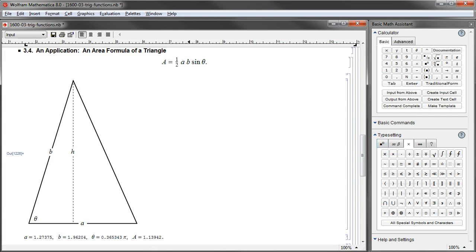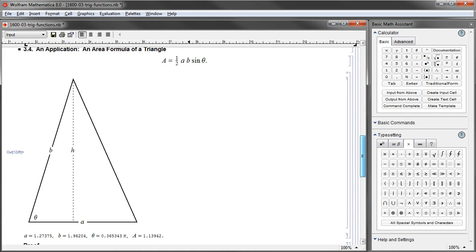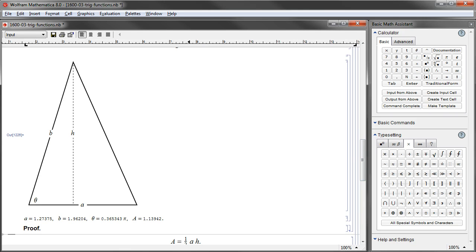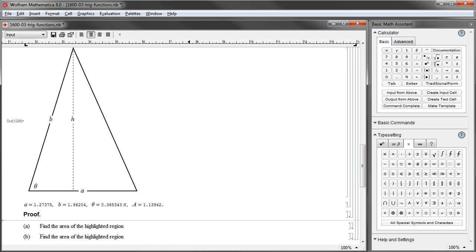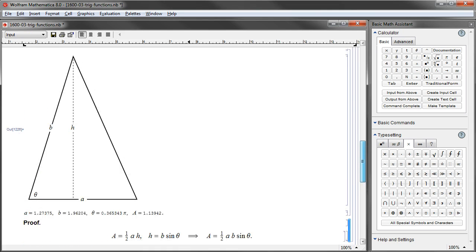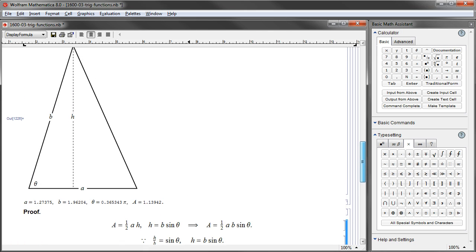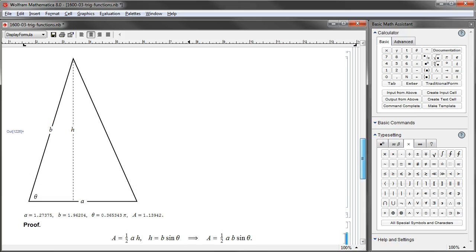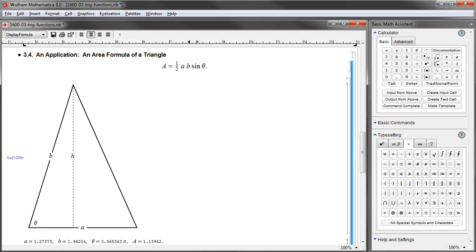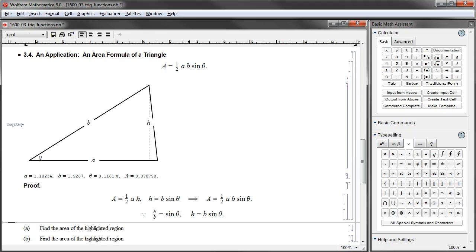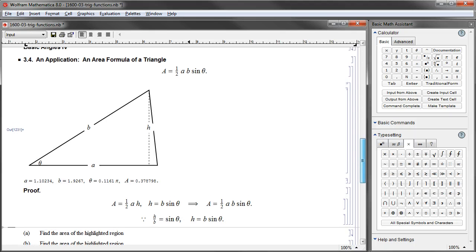Okay, the area formula is 1/2 a h, but we can find out what h is using trigonometry. Here's a proof. A is 1/2 a h, and h happens to be b sine of theta. Why? Well, let's see. I'd like to see this picture and the proof in the same viewing window. It's a bit too difficult because this picture is too tall. Okay, I like it better this time.